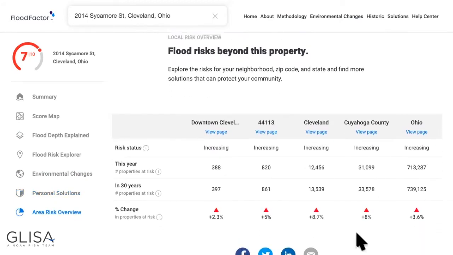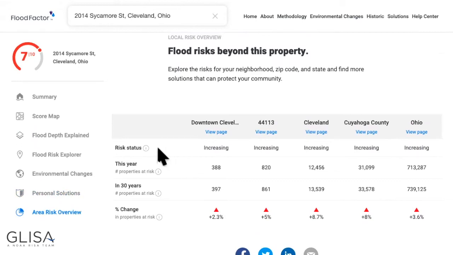The final piece of information given by the tool about your specific property is a table that can be used to understand flooding risks in the surrounding zip code, city, county, and state. General statistics for each are given in the table.